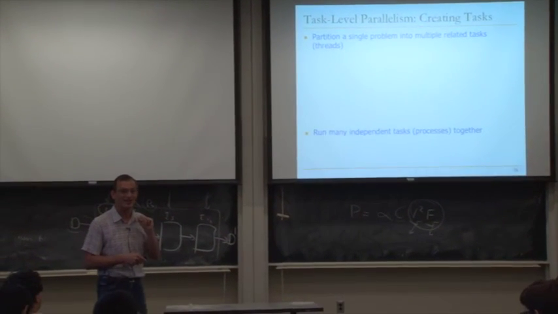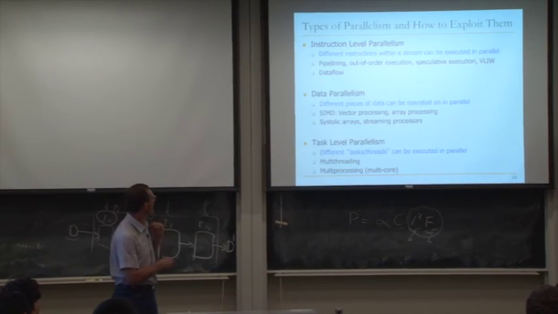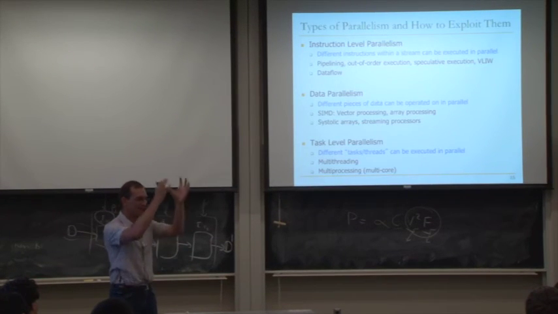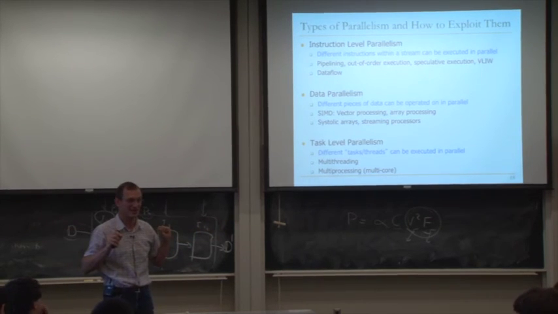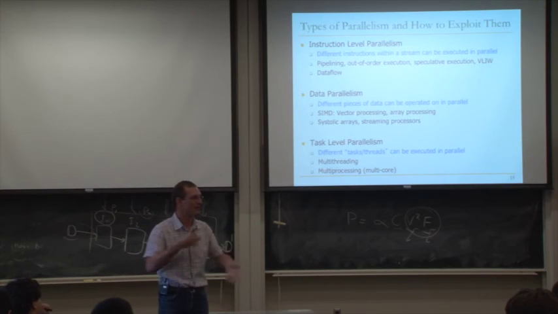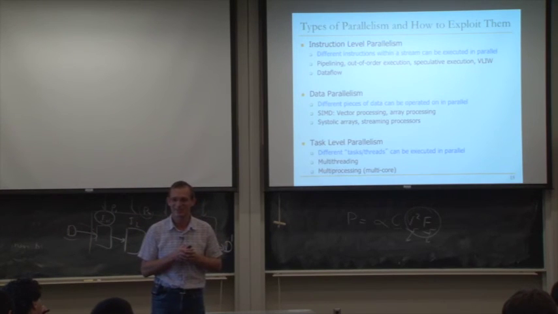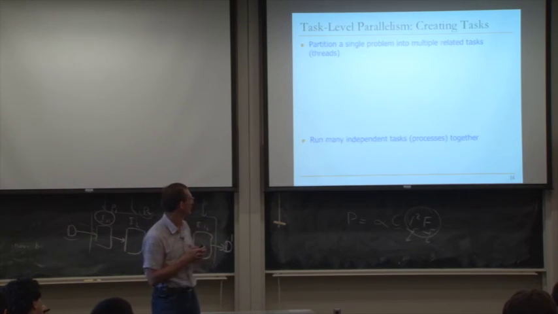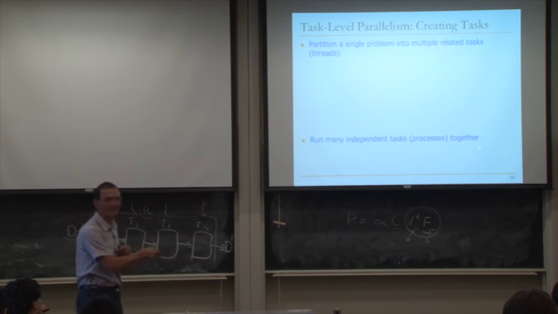One question is, how do you create tasks? You could think of task level parallelism as taking a single problem and dividing it into multiple tasks, or taking many different problems and executing them together, in a mix. That's what a lot of people are excited about today. Let's take a look at the second one.